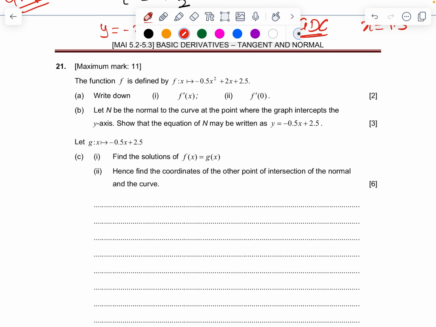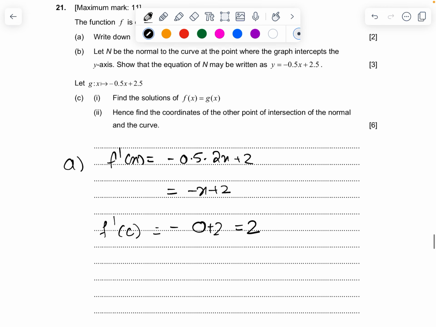Question number 21. The function f is defined by this one. Find f prime x. So what will be f prime x? F prime x will be minus 0.5 times 2x plus 2, which is nothing but minus x plus 2. Find f prime 0. F prime 0 will be minus 0 plus 2, which is 2.